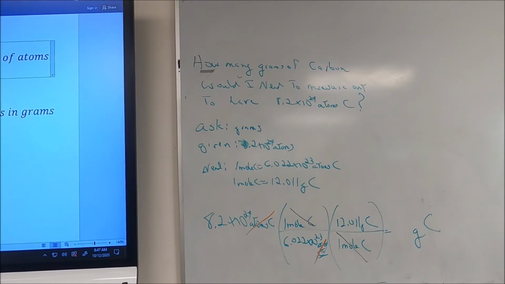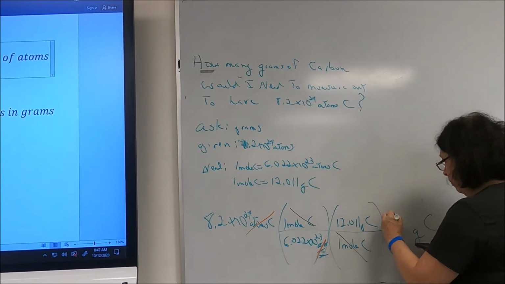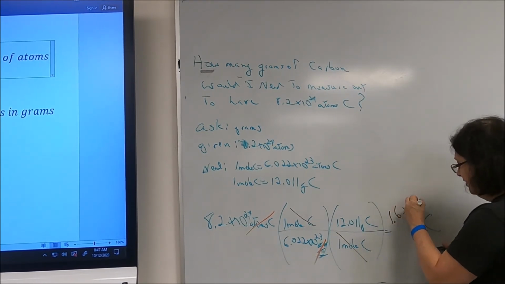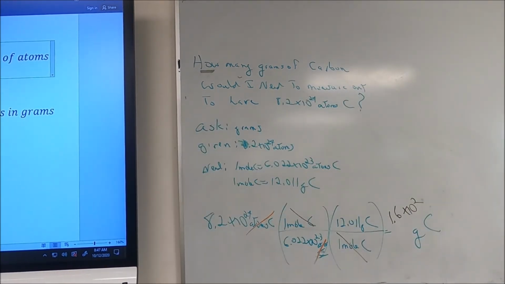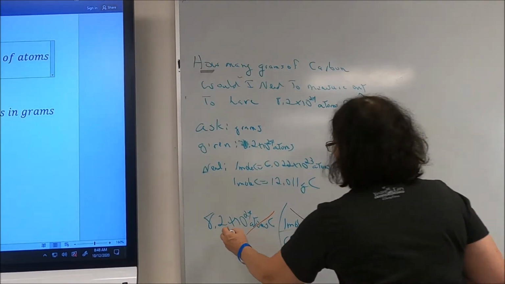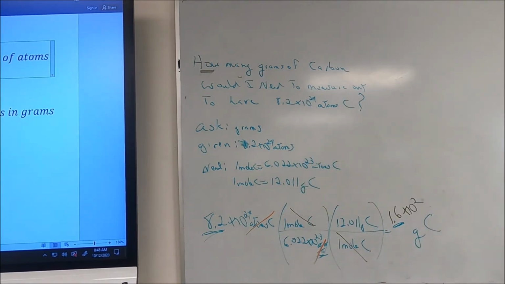So 8.2 exp24 divided by 6.022 exp23 times 12.011, and I am going to get 1.6 times 10 to the 2 grams of carbon. I wrote it in scientific notation so that we would have clarity about significant figures. I started out with 2 significant figures here. I have to end with 2 significant figures at the end of the problem.